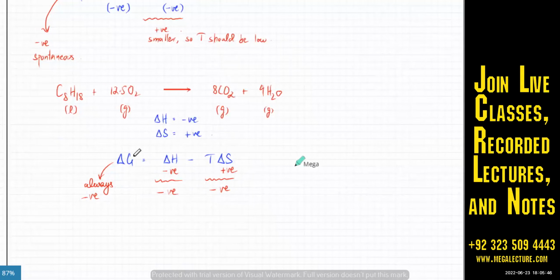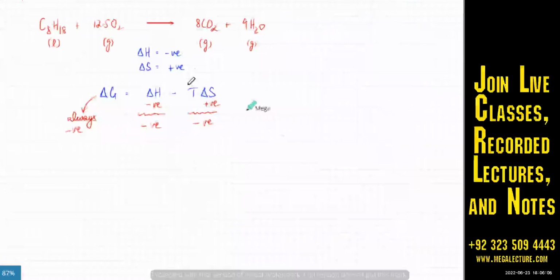So what does that indicate? It indicates that this reaction, burning of octane, is feasible at low temperatures. It's also feasible at high temperatures. It's going to be spontaneous always. Is that clear, this one? Yes. Okay, so we can do another reaction.